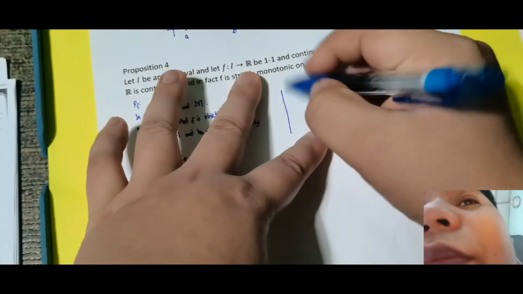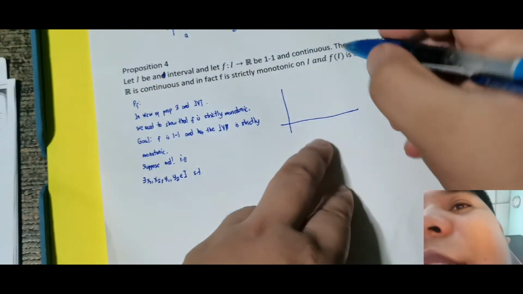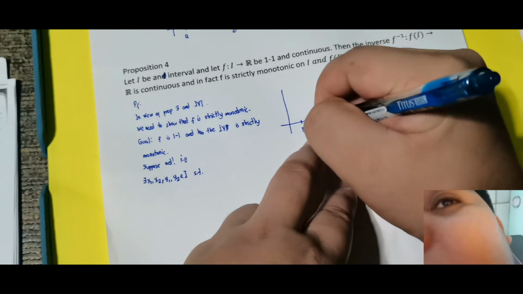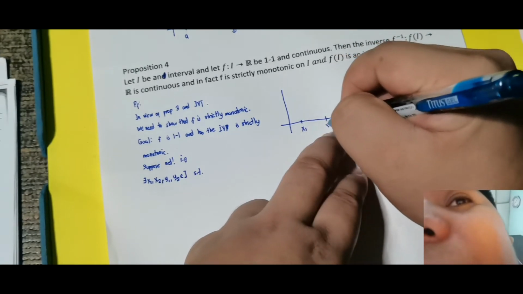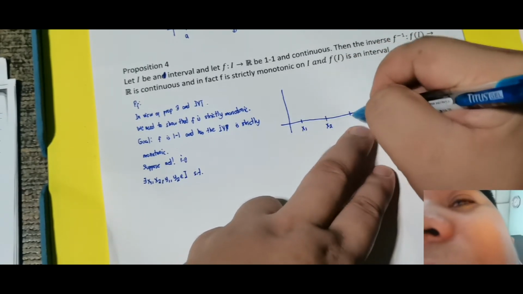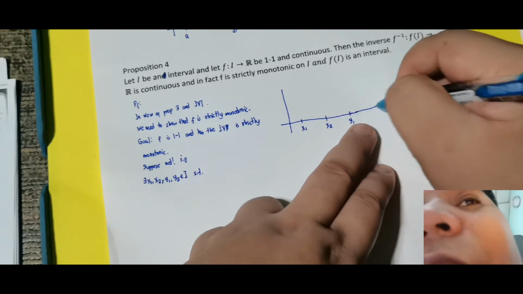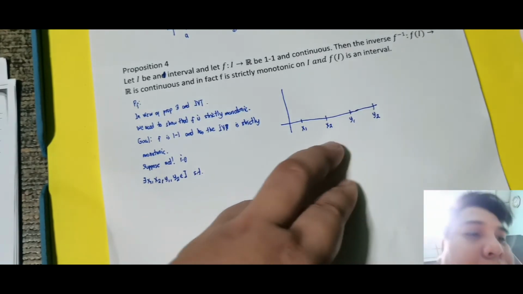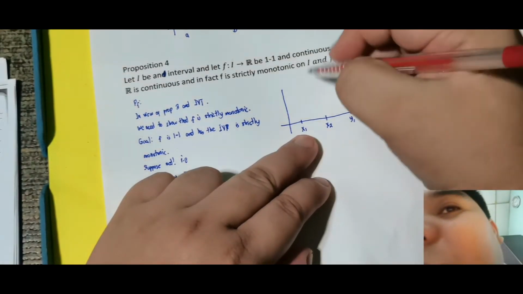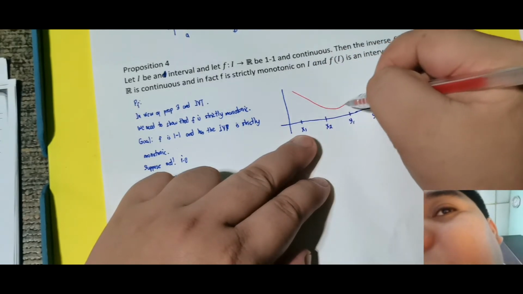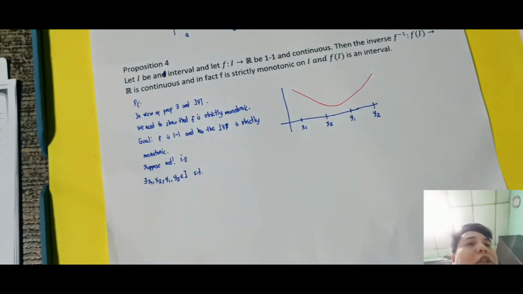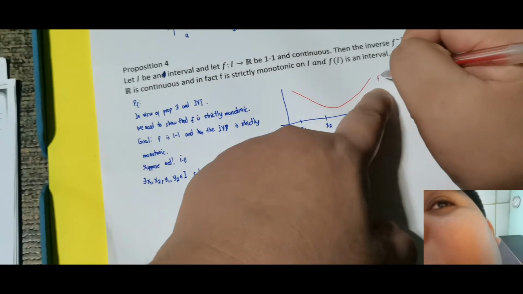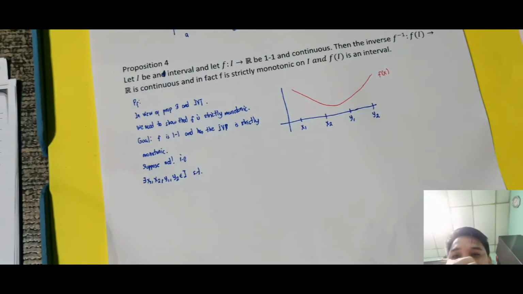yung ating graph. Let's say nandito si x sub 1, dito si x sub 2, nandito si y sub 1, tapos nandito si y sub 2. So suppose na hindi siya decreasing, so nangyari ganito. Okay, ganyan yung itsura ng function. So, hindi siya strictly monotonic. Okay, so decreasing tapos biglang increasing. Ganyan nangyari. Okay, so suppose ganyan nangyari.